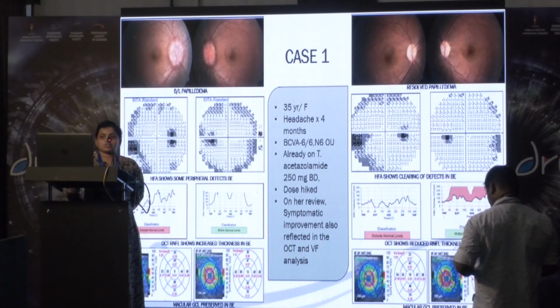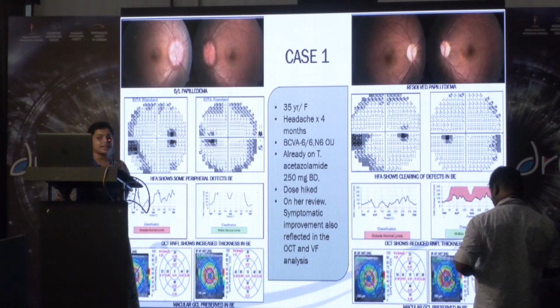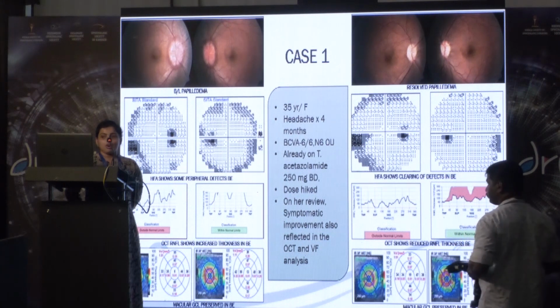So the first case was of a 35-year-old female who presented with headache of 4 months duration. On examination, her best corrected visual acuity was 6/6 in both eyes, and she was already on tab acetazolamide 250 mg twice daily. On examination, there was bilateral papilledema and HFA showed some peripheral defects in both eyes, and OCT RNFL showed increased thickness in both eyes with preservation of macular GCL.